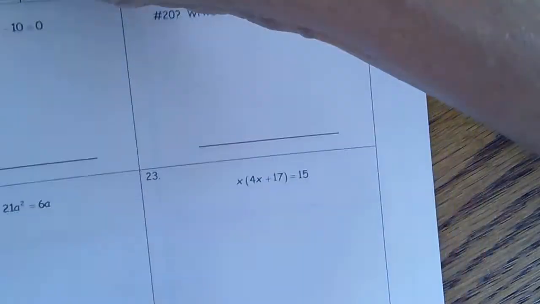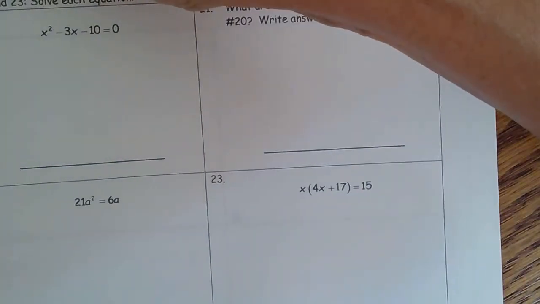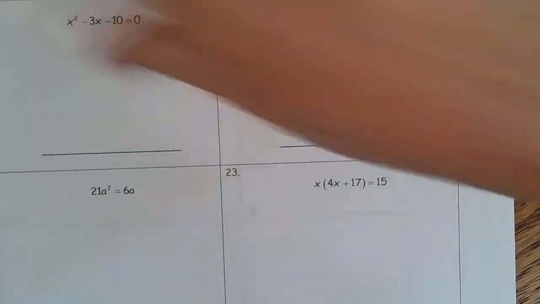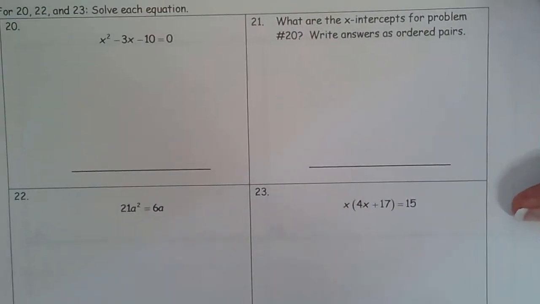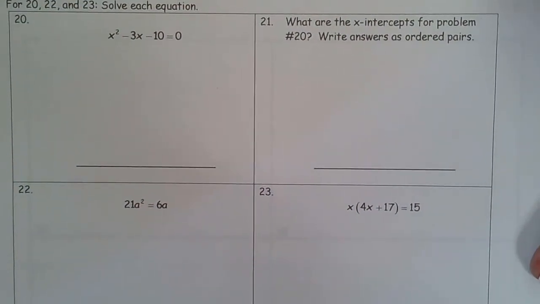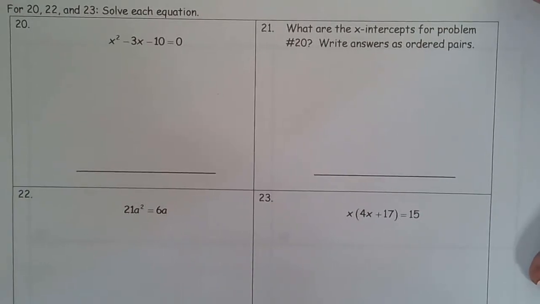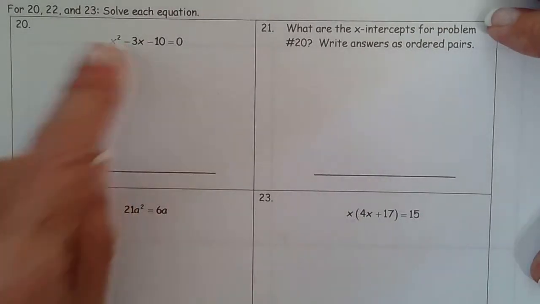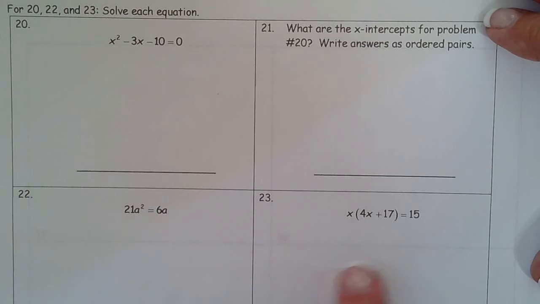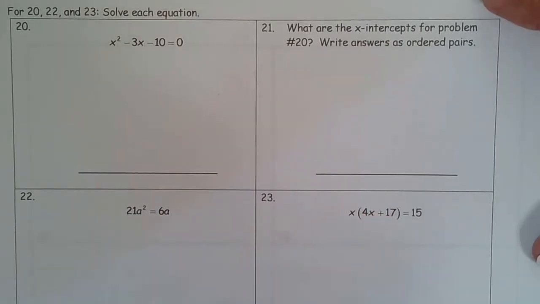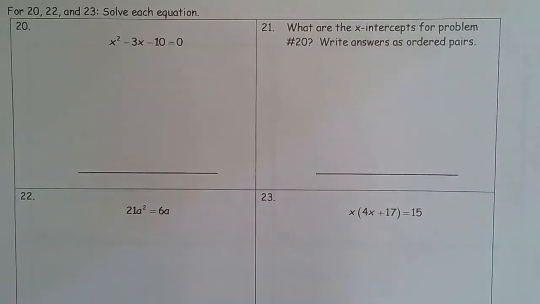Now on page 4, our directions are changing. Now they say solve. That doesn't mean they want parentheses for their answer with factors inside. They want actual solutions. They want numbers. This will have two solutions. This will have two solutions. This is going to be 4x squared, so it will also have two solutions.